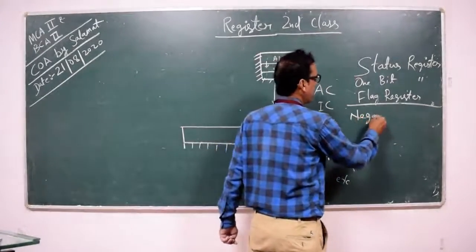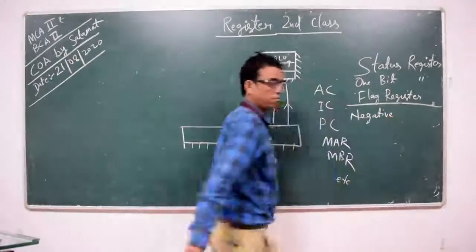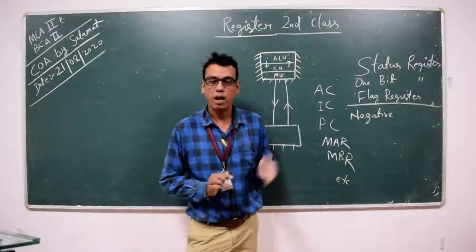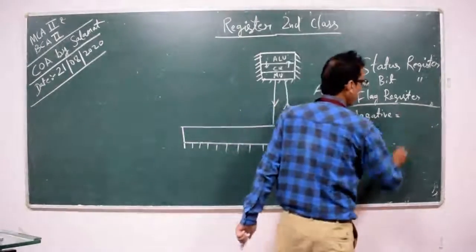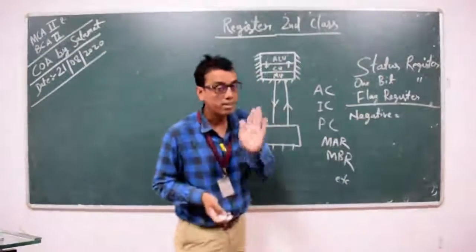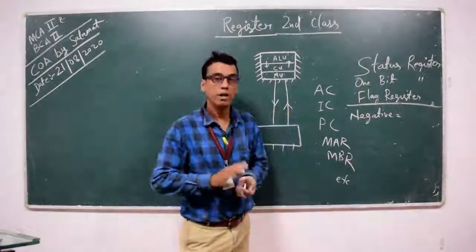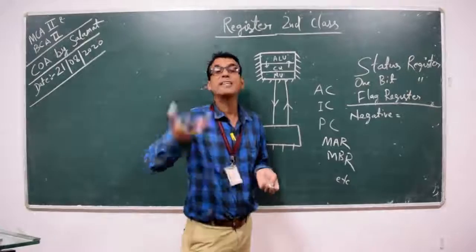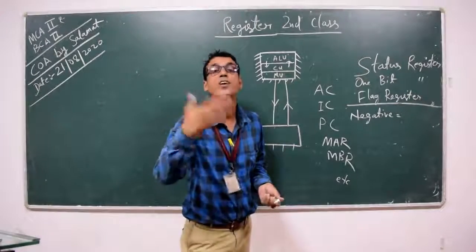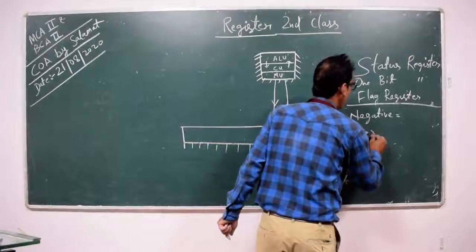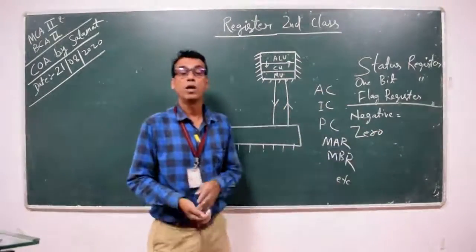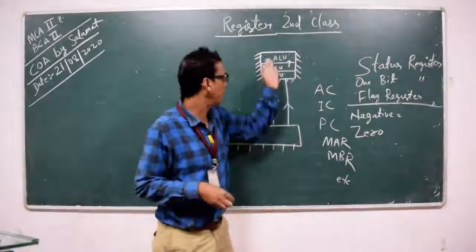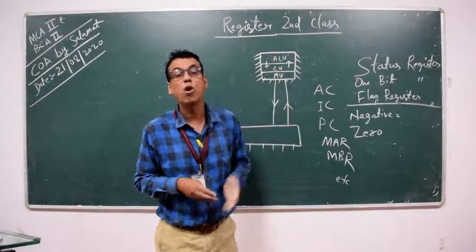So there are various status registers, like the negative register. If the data is processed, the negative register will hold either 0 or 1, and it will show you the status, like whether the result returned by the microprocessor is a positive value or a negative value. We have another status register known as zero. Zero will show you whether the result processed by the microprocessor is 0 or not.